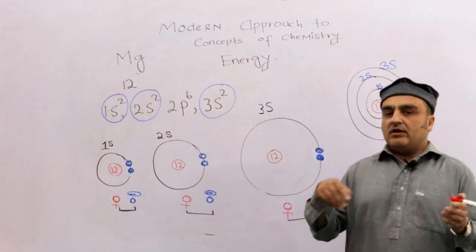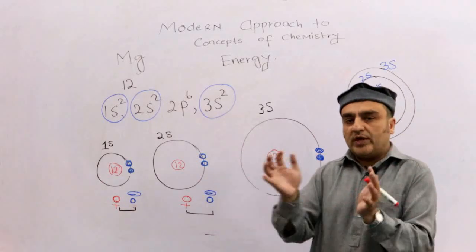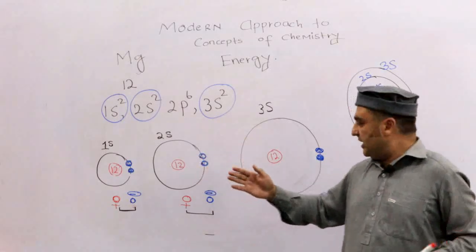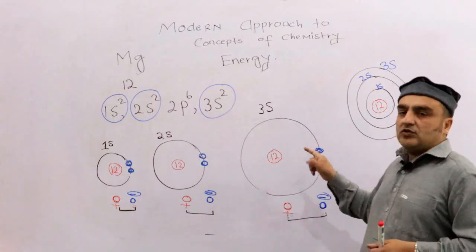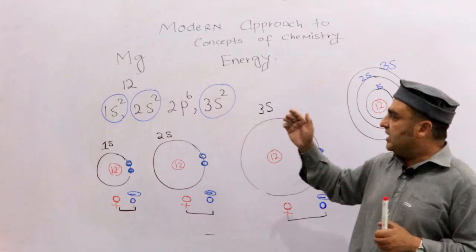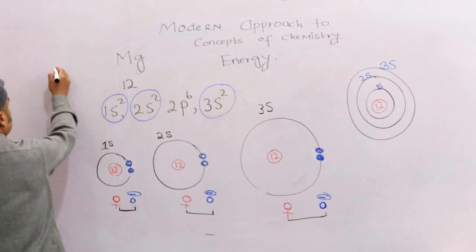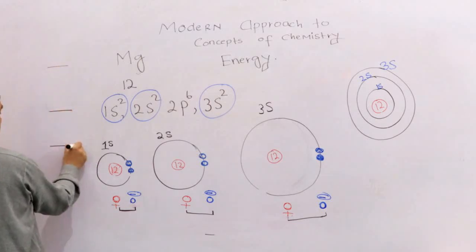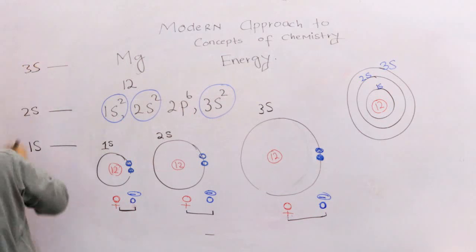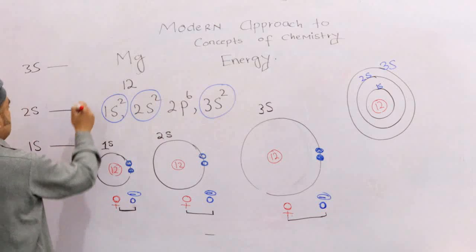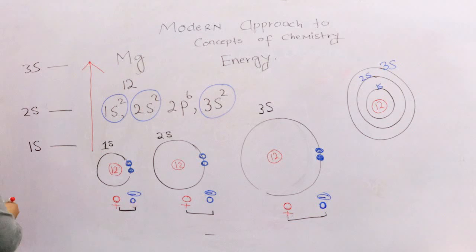So two things we learn from this: the size of the 1s orbital is very small, the size of the 2s orbital is large, and the size of the 3s orbital is very large. And the electrons in the 3s orbital have very high energy. So we can also write it like this. Suppose we want to write it in the energy sense. This is 1s, this is 2s, this is 3s, and let's say the energy increases upward.